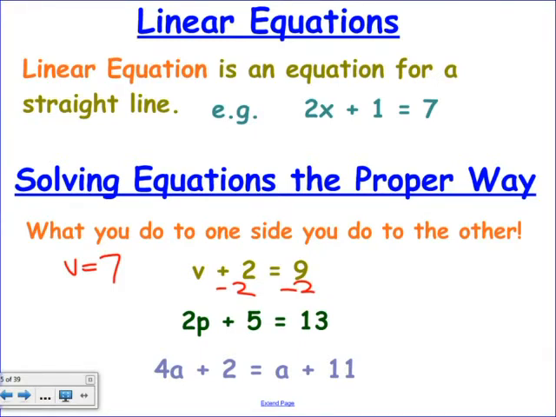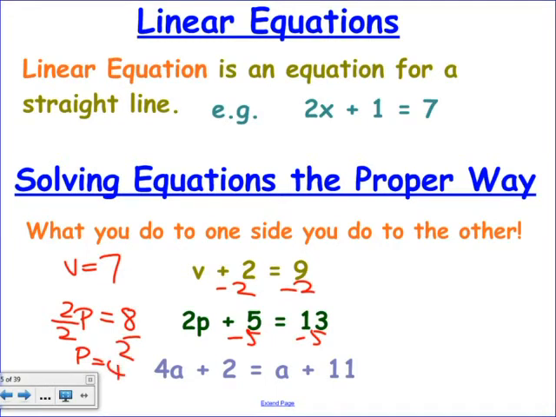2p plus 5 equals 13. So this is what we call a two-step equation. Again, once you know the process, they're straightforward. Step 1 is take away the 5 first to leave you with 2p equals 8. And then step 2 to solve it, get p on its own, divide both sides by 2, p equals 4.